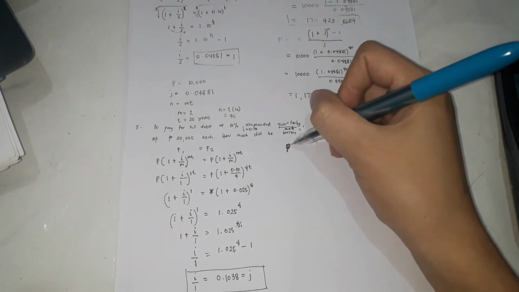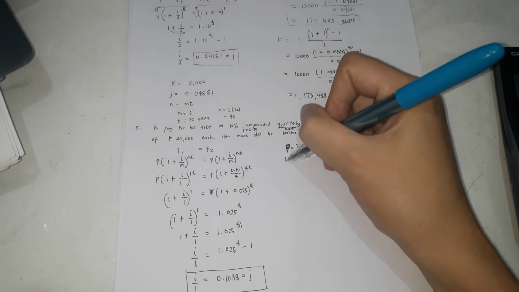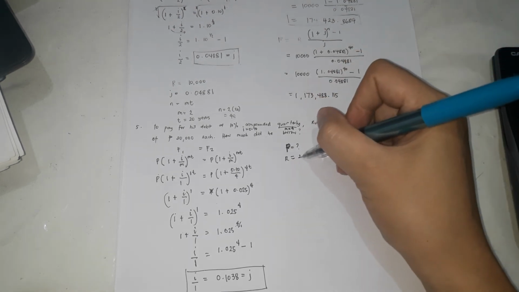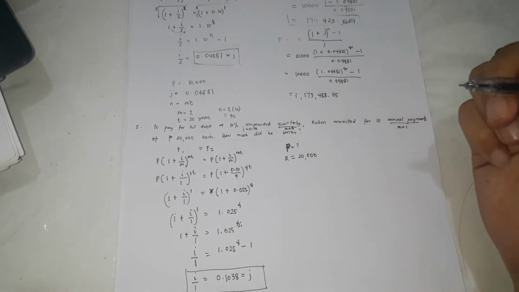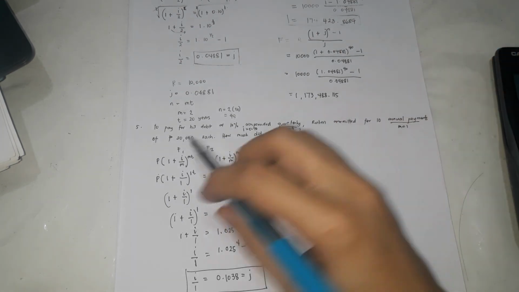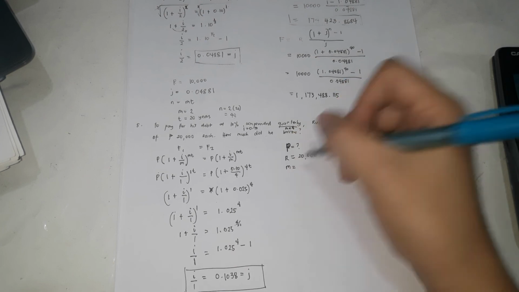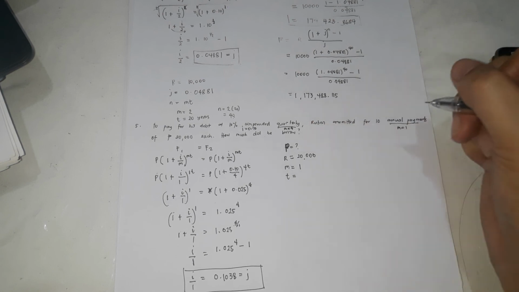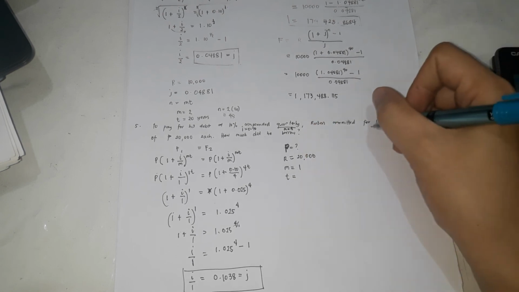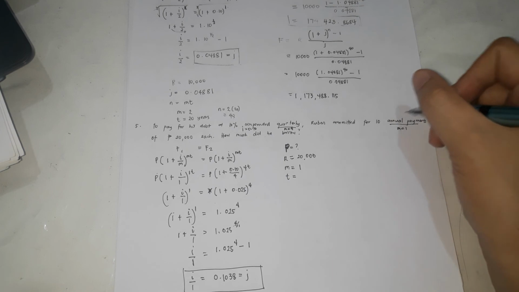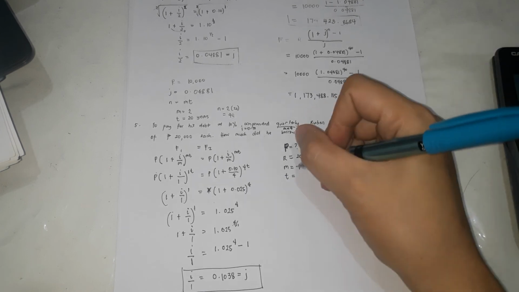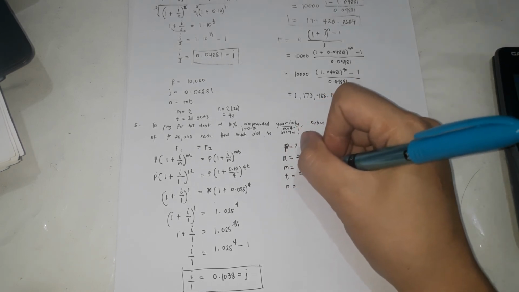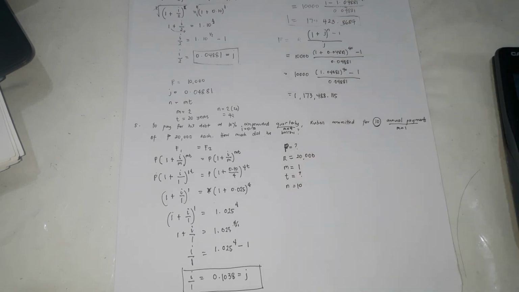So di ba kasi hindi yan kasali ang interest. So P, R is 20,000. So magkanong payment niya? So that's 20,000. M is equal to 1. T is equal to how many years? There's no t in here. However, 10 annual payments. Ibig sabihin yan, n is equal to 10 kasi total number of payments, magkano lahat ang payments, that's 10. And we know that j is equal to 0.1038.